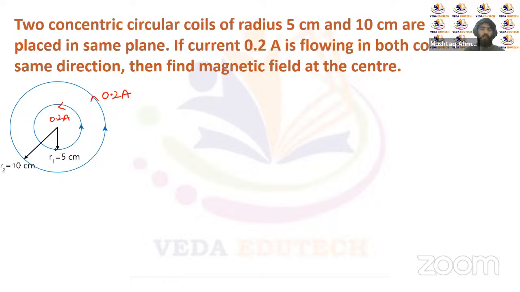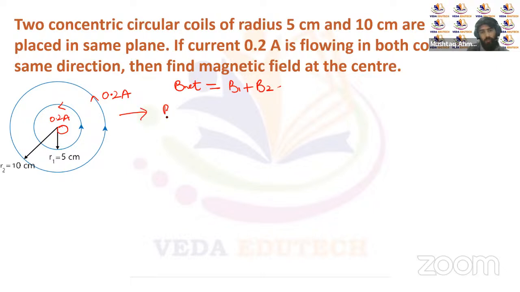You can see the direction of the magnetic field at the center of this concentric circle will be out of the plane of this paper. So the total magnetic field will be B1 plus B2. This is the net magnetic field at the center of these two circular loops. Let's first calculate B1, the magnetic field due to the inner loop, and then B2, the magnetic field due to the outer loop, and then add both to get the total magnetic field at the common center of these two circular loops.